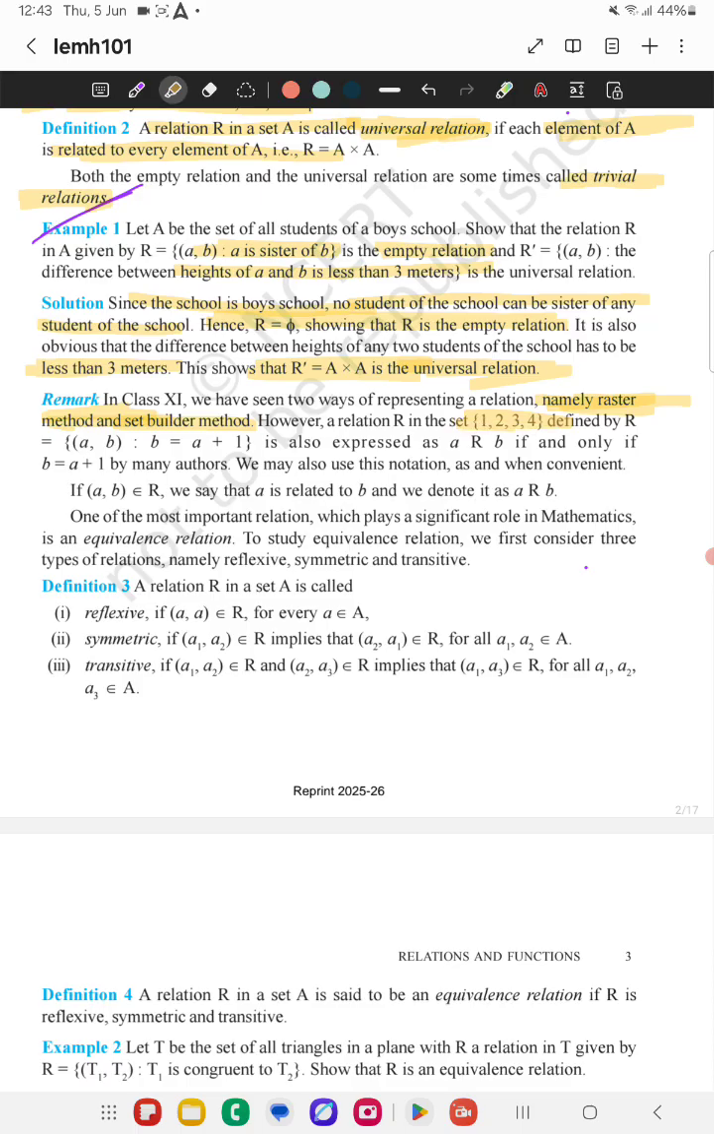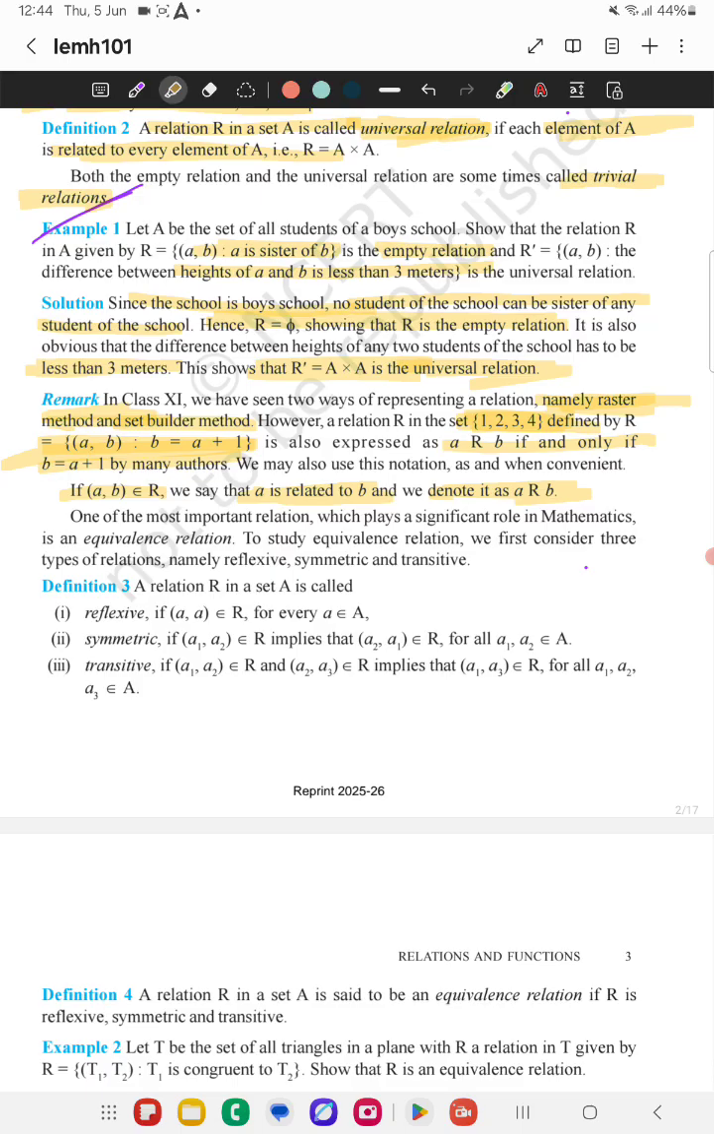So the relation can be expressed as: a is related to b if and only if b is equal to a plus 1, as given by the author. Sometimes the relation is also expressed as: a is related to b if and only if. Sometimes they will write the relation like this directly, or sometimes in statement form. So we also use this notation as and when convenient, according to our question. If (a, b) belongs to R, we can say a is related with b, and we denote it using these symbols.